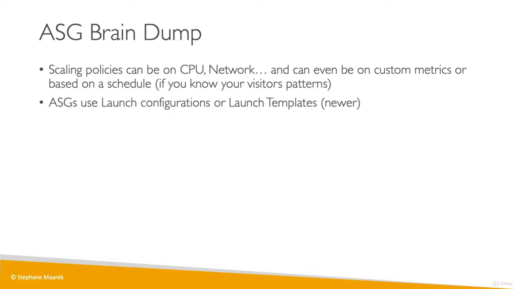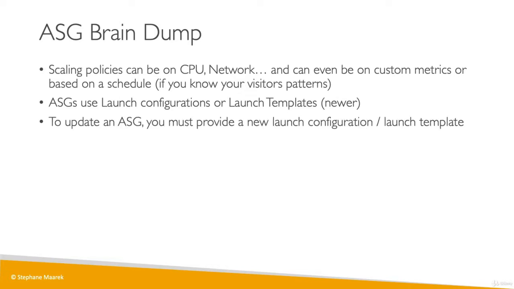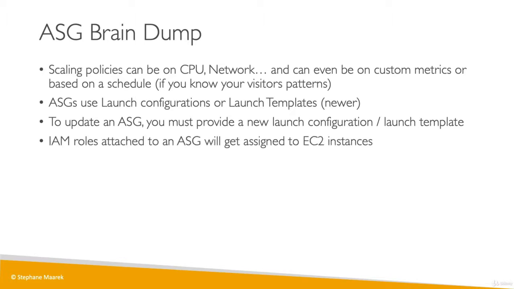Also, ASG can use launch configurations or launch templates, and launch templates are the newer versions of launch configuration, and they're recommended to use moving forward. And if you wanted to update an auto-scaling group, what you need to do is to provide a new version of that launch configuration or that launch template, and then your underlying EC2 instances can be replaced over time. If you do attach an IAM role to your auto-scaling group, that means that the IAM role will automatically be assigned to the EC2 instances that you launched, okay?